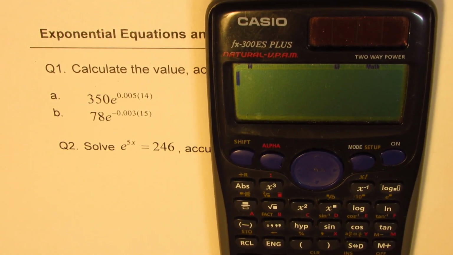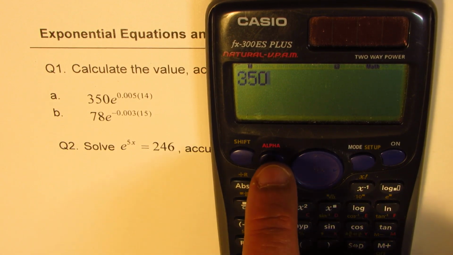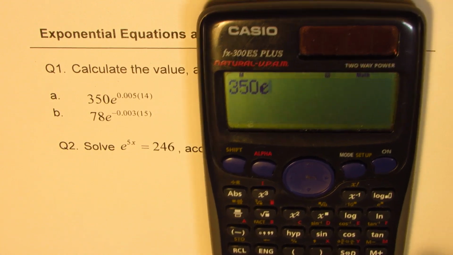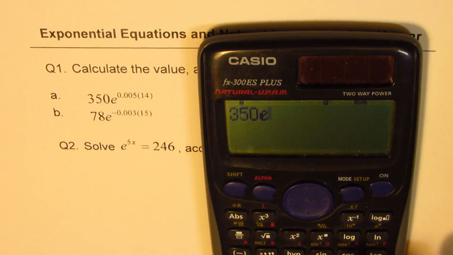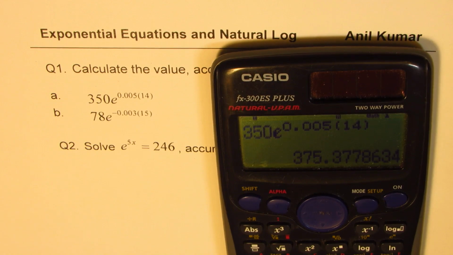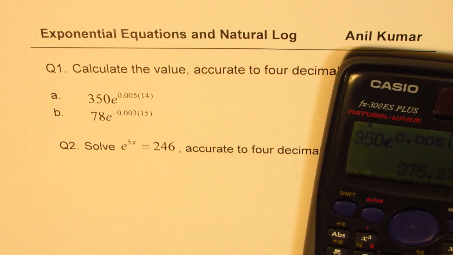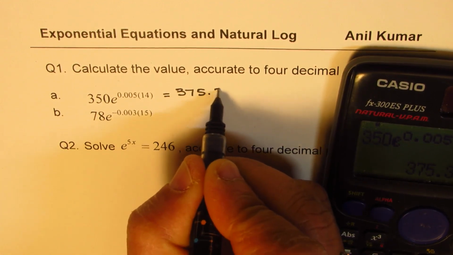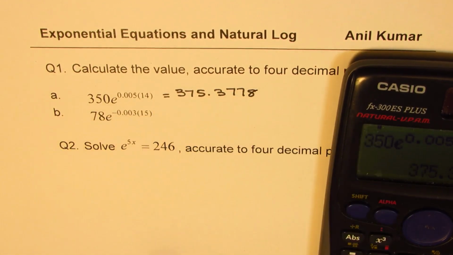So let's punch in the numbers: 350, and then alpha, then that button for e gives me e. I think you can clearly see it. Exponent, and within the exponent it is 0.005, and within brackets I write 14 and then press the equal to sign to get the answer, which is 375.3778. Well, the fifth position is 6.